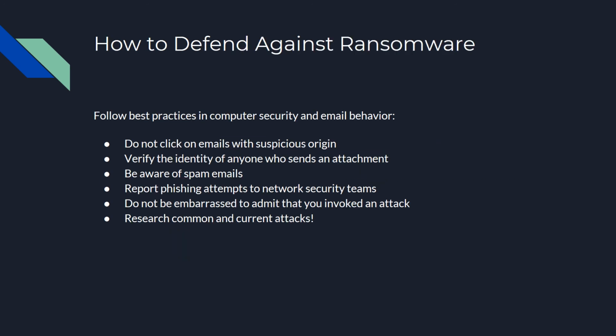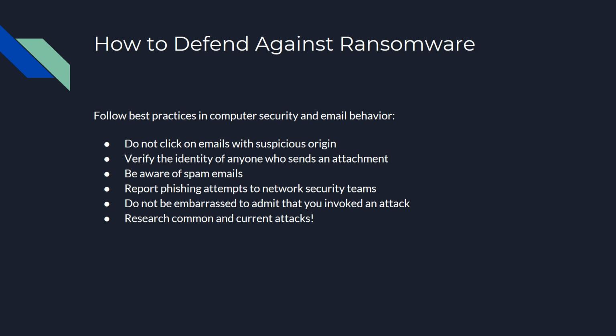So how to defend against ransomware? It seems obvious, and you hear this kind of thing all the time, but don't click on emails with suspicious origin. Only click on emails from people whose sender you know. Verify the identity of anyone who sends an attachment. If you get an email with an attachment and the sender seems like maybe they're not who they say they are, talk to the person and make sure they're actually sending you an attachment. Be aware of spam.